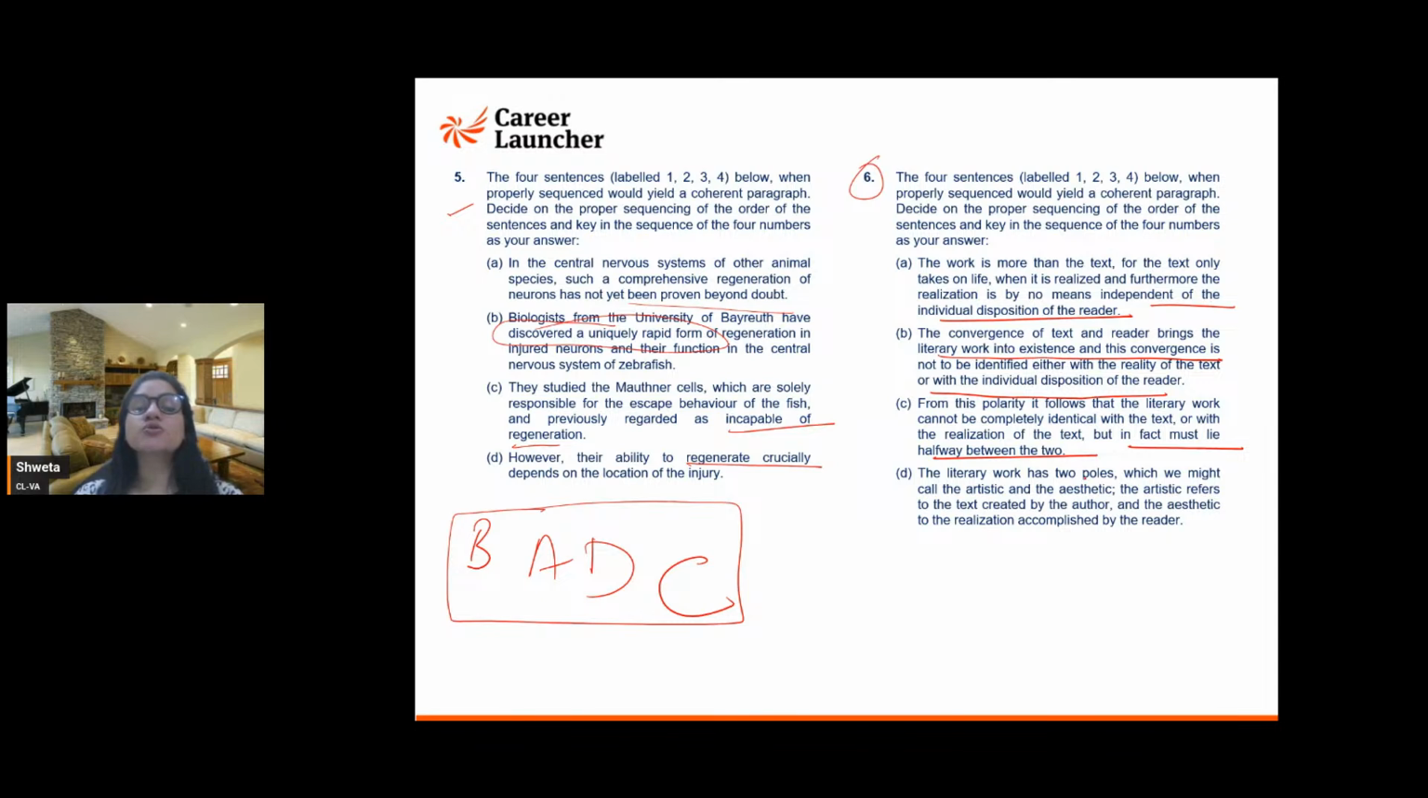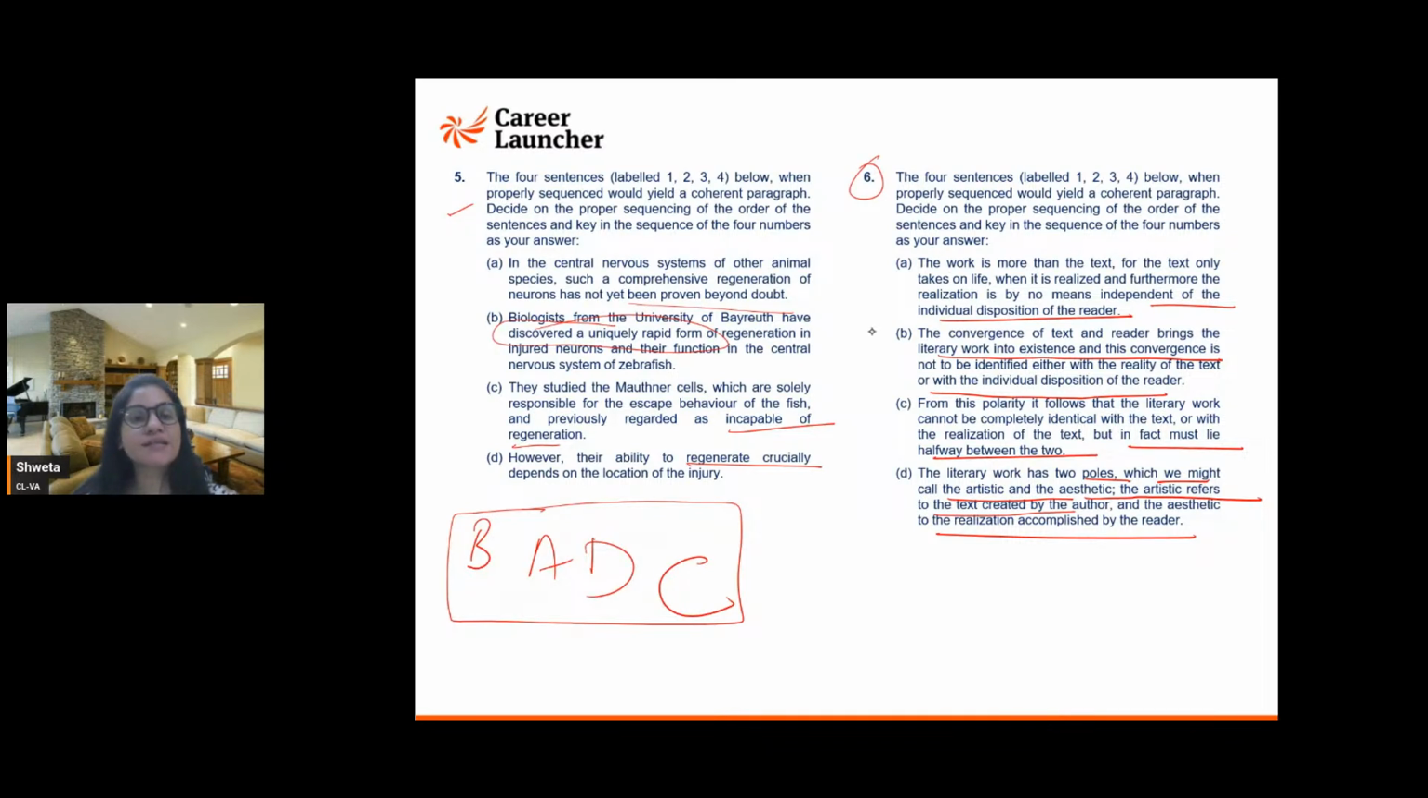The literary work has two poles, which we might call the artistic and the aesthetic. Artistic refers to the text created by the author, and aesthetic to the realization accomplished by the reader. Okay, so what can be the opening sentence here? It should be D, it should be B. See, everybody is coming up with a different answer, I see.